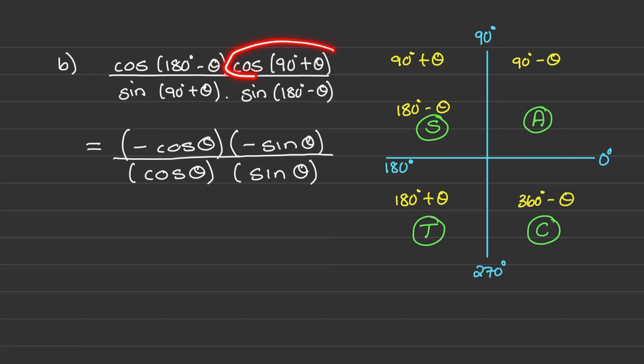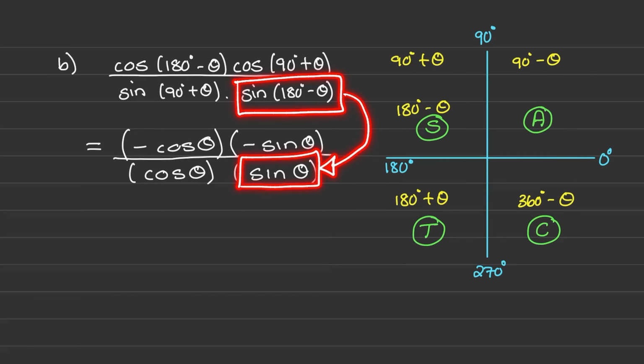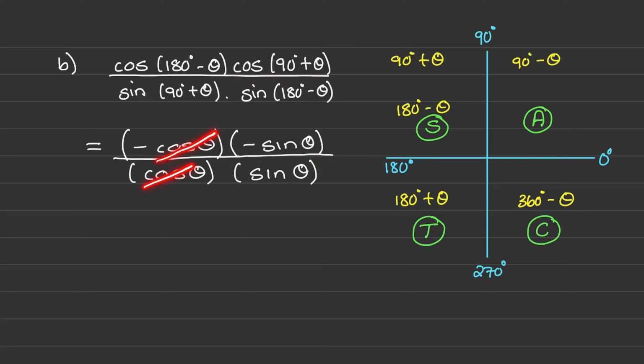So notice for cos 90 plus theta, it changes into negative sine theta, and sine 90 plus theta changes into cosine theta. But for cos 180 minus theta, it remains cosine, but cosine is negative in that quadrant, and sine 180 minus theta remains as sine, and sine is positive in the second quadrant. Now we can see that cos theta would cancel out cos theta, and sine theta would cancel out sine theta. So I'm left with negative 1 multiplied with negative 1. And that is equal to positive 1.